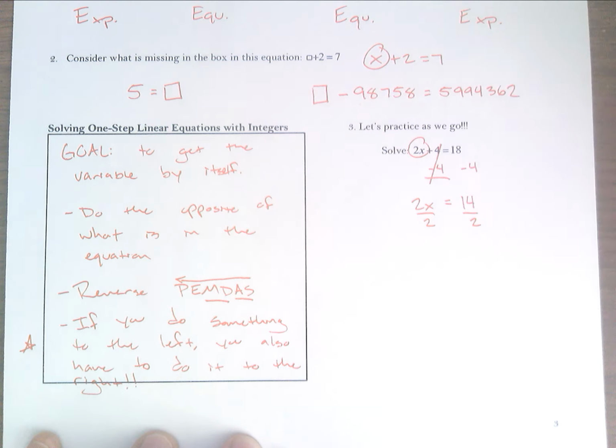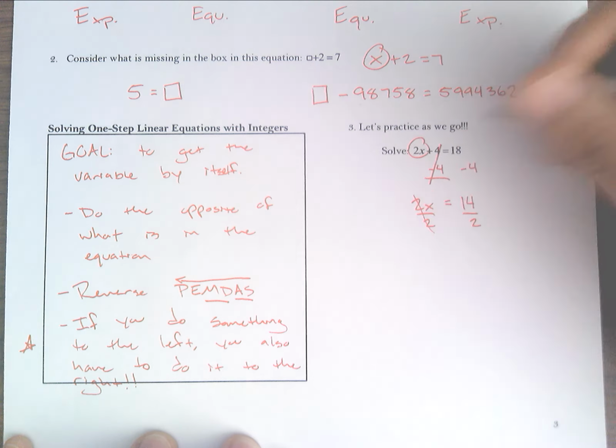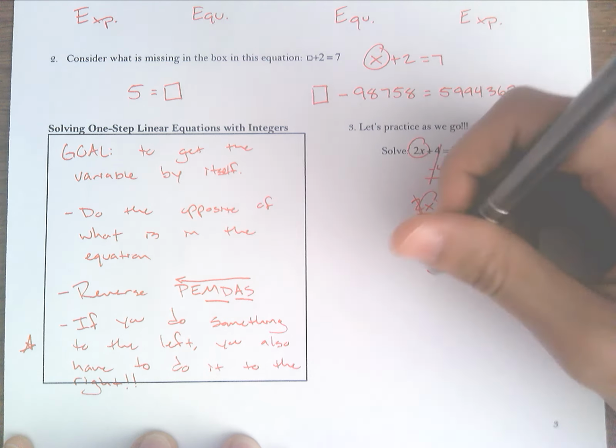And if we do it on the left-hand side, you must also do it on the right-hand side. So we're going to divide both sides by 2. On the left-hand side, we have 2 divided by 2. That's just 1. That cancels out. That's the whole point of doing reverse PEMDAS, the opposite of what's in the equation. So all that's left is this x here.